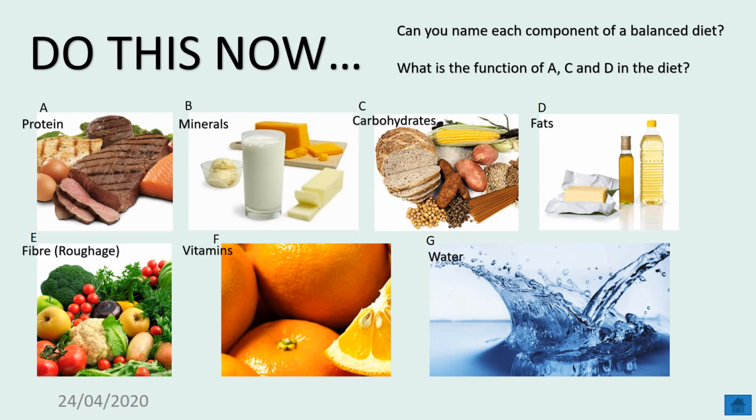E is fibre. That's really important because that just pushes everything through the digestive system. Make sure that you've got a nice healthy digestive system and bowel movement. F is vitamins. So along with the minerals, these are really important to make the different molecules. So you need things like calcium for healthy bones and teeth and things like that. And G is water. Most of it is made of water, so it's quite an important part of a balanced diet.